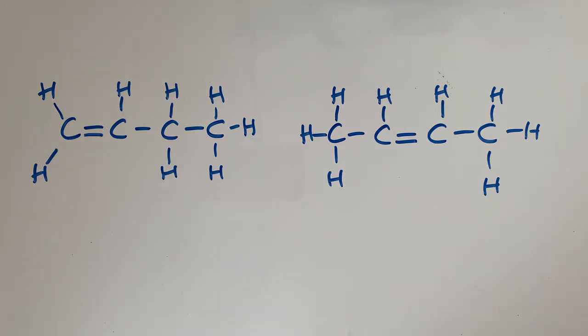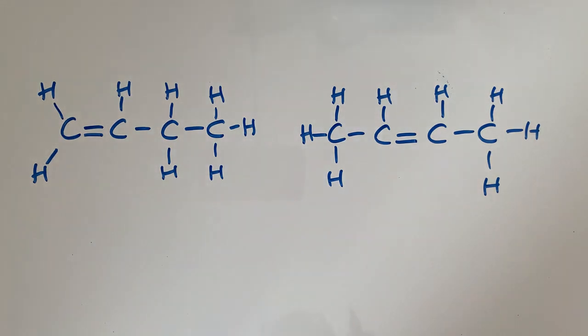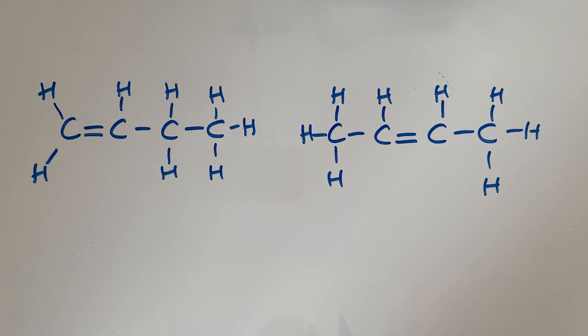Okay, so both of these molecules have 4 carbons. Both of these molecules have 1 double bond. So these are technically both called butene. Okay, so this one here is butene, this one here is butene. But as we can see, they're actually different molecules. In this one, the double bond is right at the beginning. In this one, the double bond is in the middle. So now what we need to start doing is finding a way to distinguish between these 2 types of butene.